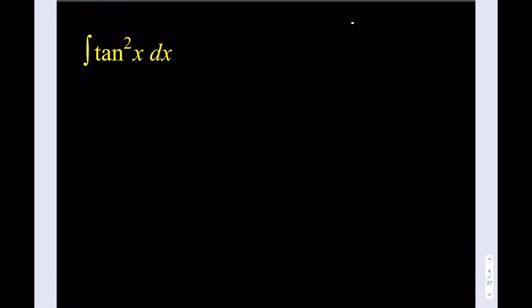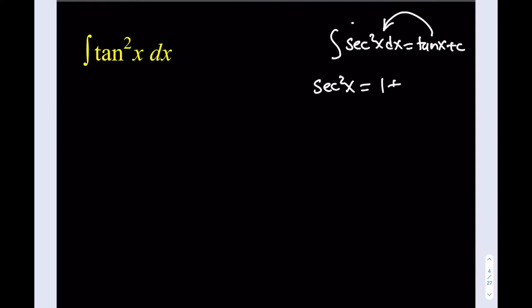First of all, the integral of secant squared x dx is equal to tangent x plus c, because the derivative of tangent is secant squared, as you know, right? They're inverse operations. So what it means is that if I can get a secant squared inside an integral, that would be nice. And what's the relationship between secant squared and tangent squared? Well, secant squared can be written as 1 plus tangent squared, okay? This is really good because now I can go ahead and manipulate this equation and then integrate from there.